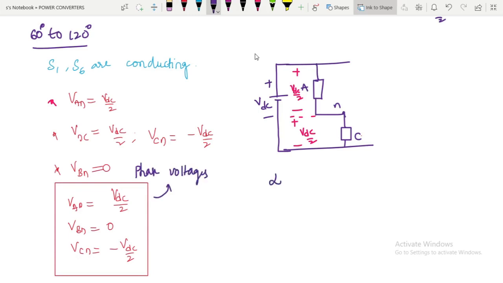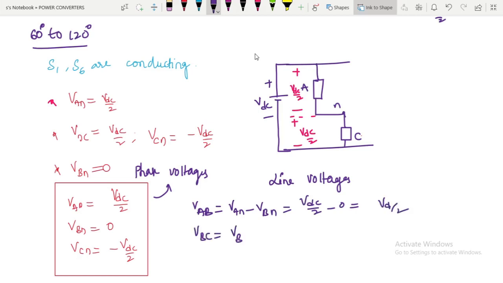Now let us see the line voltages. VAB is equal to VDC by 2 minus 0, which is VDC by 2. VBC, this time substituting the values here. Finally VCA.